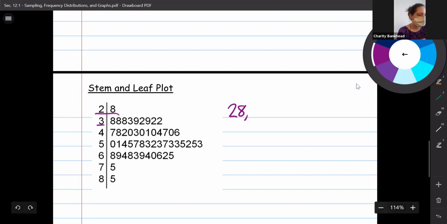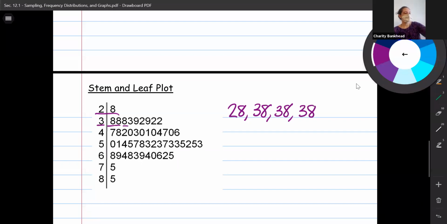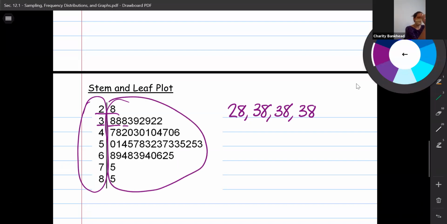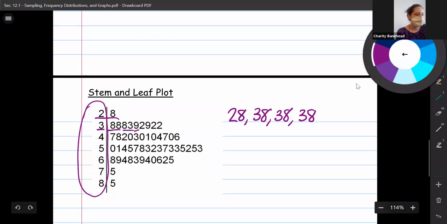And then I've got 38, 38, 38. Now, normally if you were constructing a stem and leaf plot, this part over here on the left is your stem, and these over here on the right are your leaves. Normally you would want to put the leaves in order from smallest to largest, which this example doesn't have, but if you were going to make one, you should. And then 33, 39.